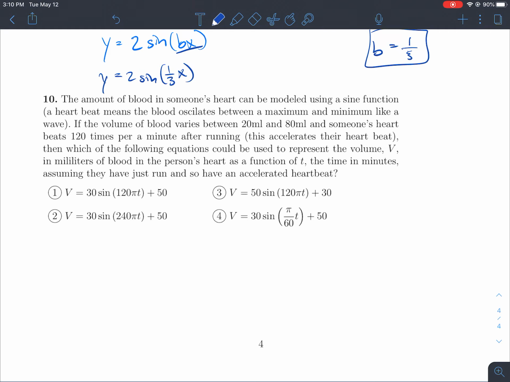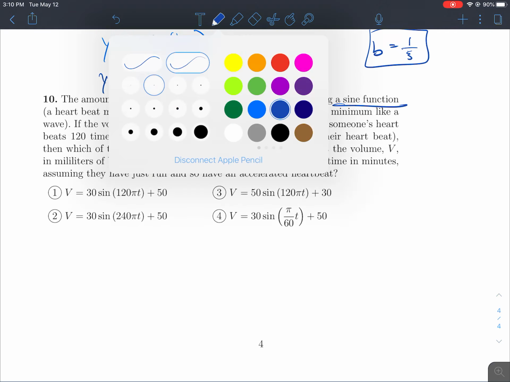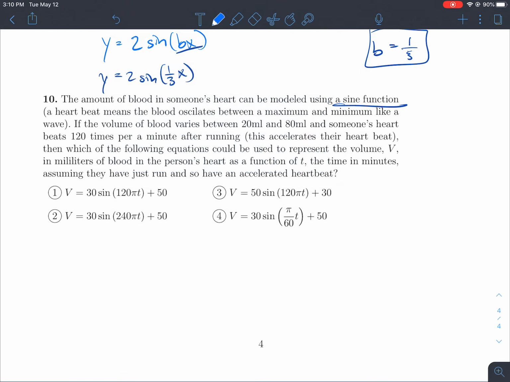All right, last one here. The amount of blood in someone's heart can be modeled using a sine function. Cool, we already did that today. If the volume of blood varies between 20 milliliters and 80 milliliters, having a picture is helpful here.